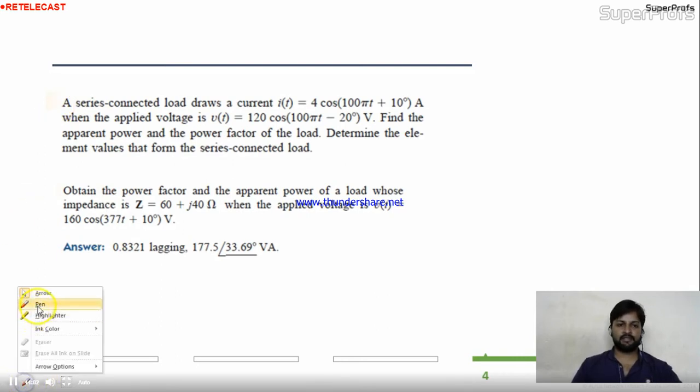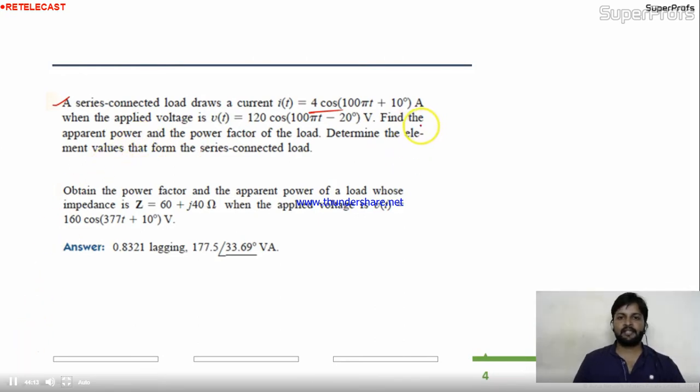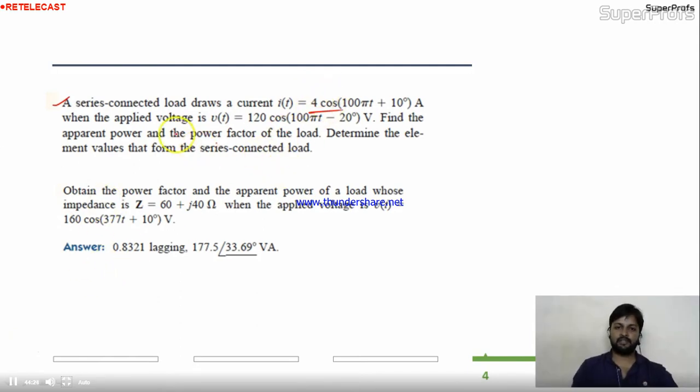Here in this question, let me take the pen first. A series connected load draws a current It, given over here, when applied to the voltage Vt. They are asking to find the apparent power and the power factor of the load, and to determine the element values of the series connected load. The given values are It is 4 cos(100 pi t plus 10), and Vt is 120 cos(100 pi t minus 20).